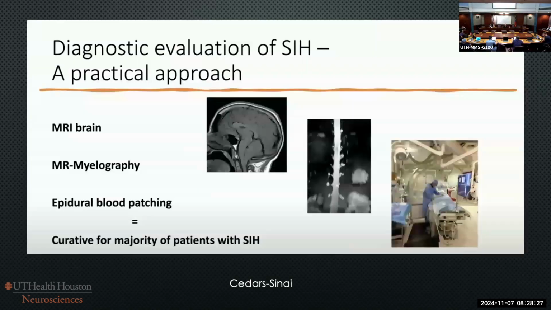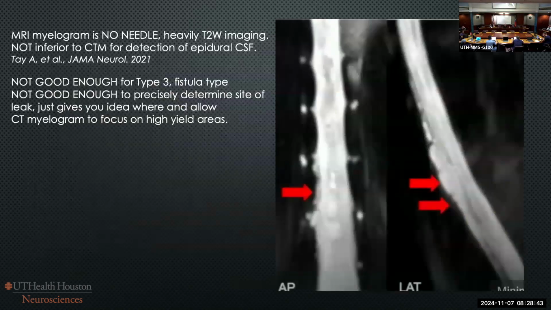Okay. So this is what Cedars suggests as a diagnostic approach for evaluation: MR of the brain with contrast, MR myelography, and epidural blood patch, because they feel the majority of people have a good chance of getting better if you catch it early. The MR myelogram is no needle, so we're not injecting gadolinium into the thecal sac. It's a heavily T2-weighted 3D volume, so there's not any flow artifact. We suppress fat signal so we don't get messed up with the leakage of CSF being fat. And you can see this extradural CSF, so that's a positive MRI.